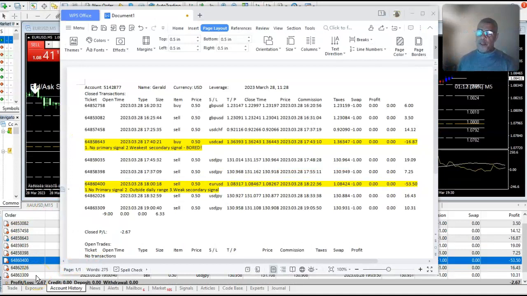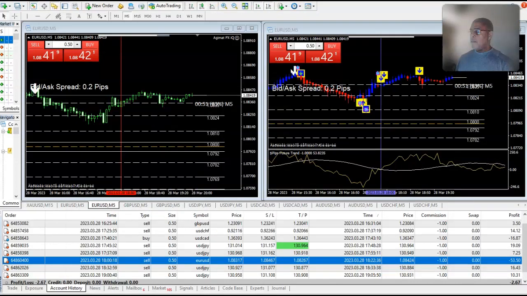Okay, here are the reasons that I was hit with the stupid tax on this particular trade. Number one that I'm going to show you is no primary signal outside of the daily range. That's one of the rules. And of course, I took it on a weak secondary signal again. And this was a sale, right? This was a Euro USD sale. Let's take a look at that.